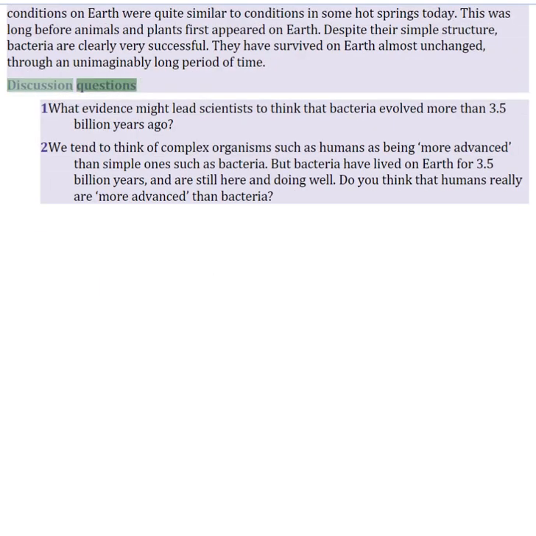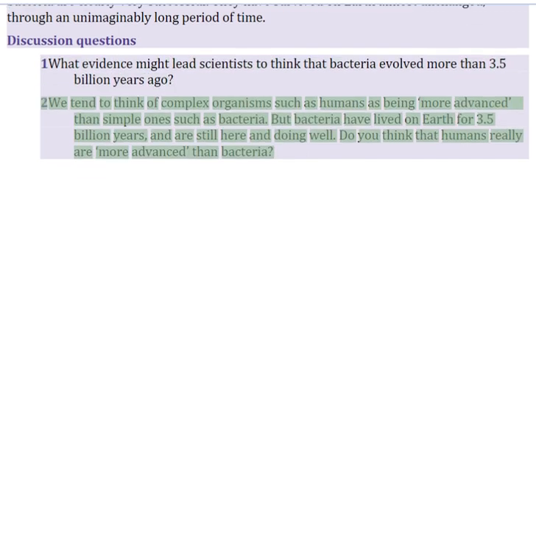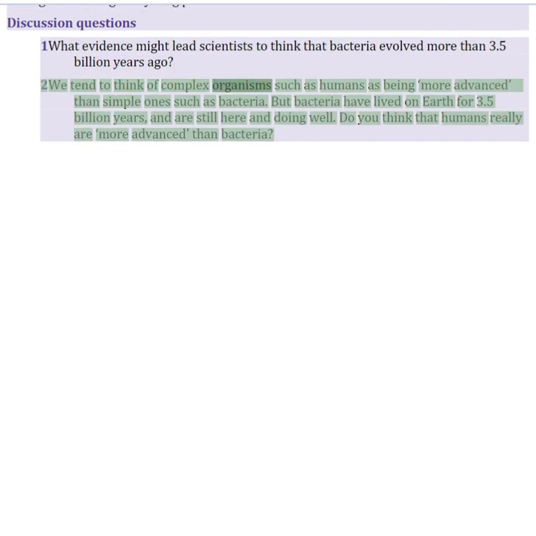Discussion questions. 1. What evidence might lead scientists to think that bacteria evolved more than 3.5 billion years ago? 2. We tend to think of complex organisms such as humans as being more advanced than simple ones such as bacteria. But bacteria have lived on Earth for 3.5 billion years, and are still here and doing well. Do you think that humans really are more advanced than bacteria?